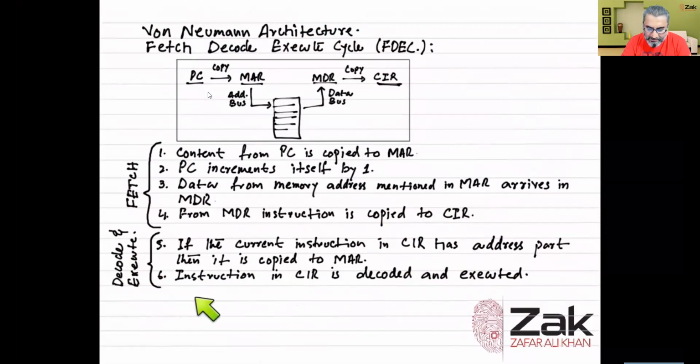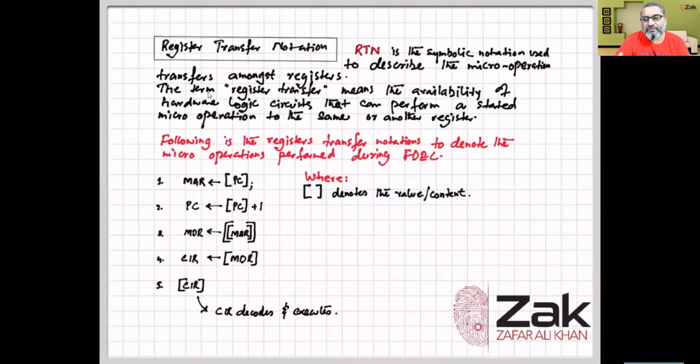And the last one is that the instruction in CIR is then decoded and executed. As I said, you would not have to learn actually how the decoding or execution happens. All you have to do is learn that CIR does it. So these two steps are part of decode and execute. If the instruction is without address, it is simply decoded and executed. If it has an address, then that address will be placed in MAR so that the data from that address could be fetched and worked upon. So this is called the fetch, decode, execute cycle. They will ask you to write about it. So now the fetch, decode, execute cycle has another form, which is called register transfer notation.